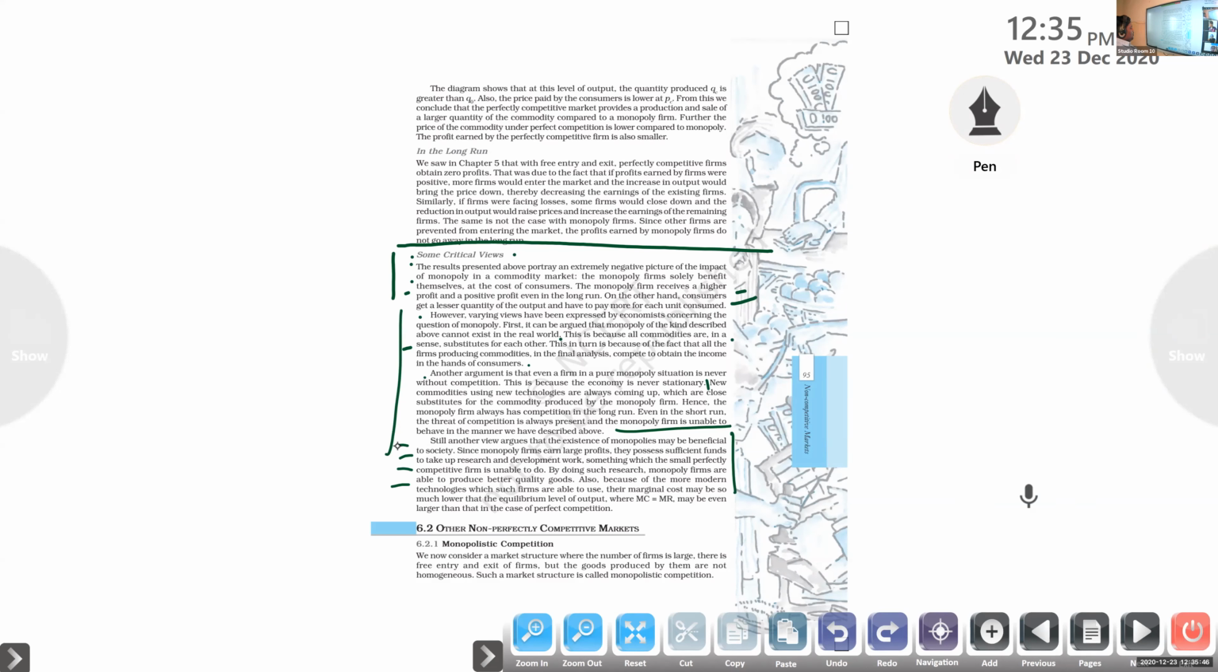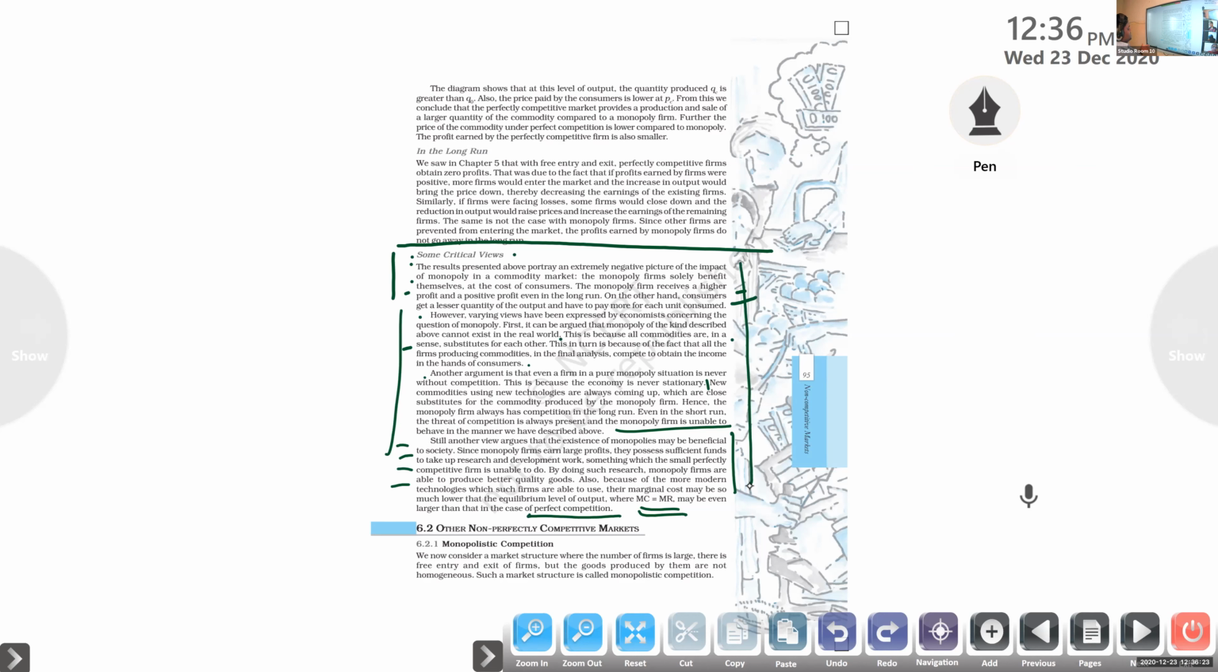Also, because of the more modern technologies which such firms are able to use, their marginal cost may be so much lower that the equilibrium level of output, where MC is equal to MR, may be even larger than that in the case of perfect competition. We know the equilibrium is where marginal cost is equal to marginal revenue. So in this condition, the large firms are able to produce the product at low cost and create more profit. These are the two arguments related to the monopoly condition.